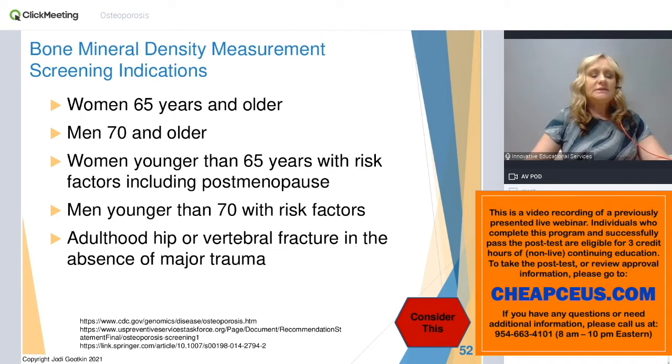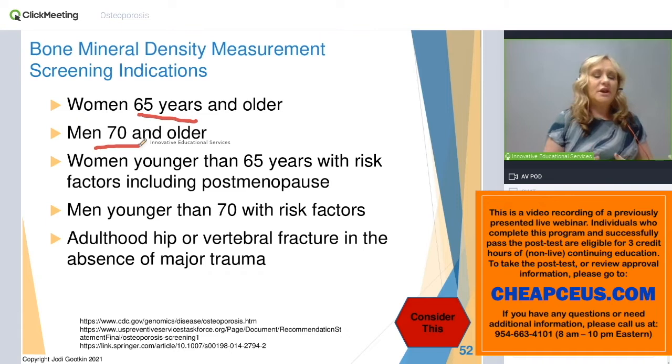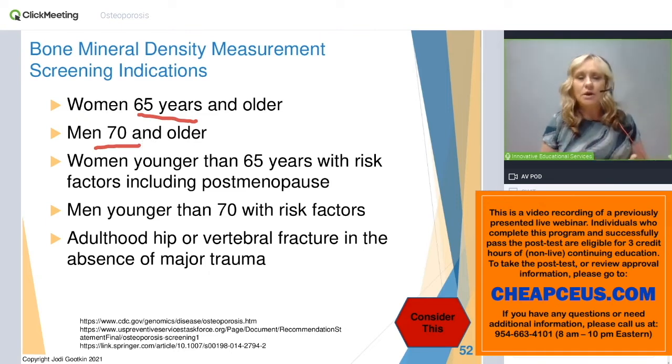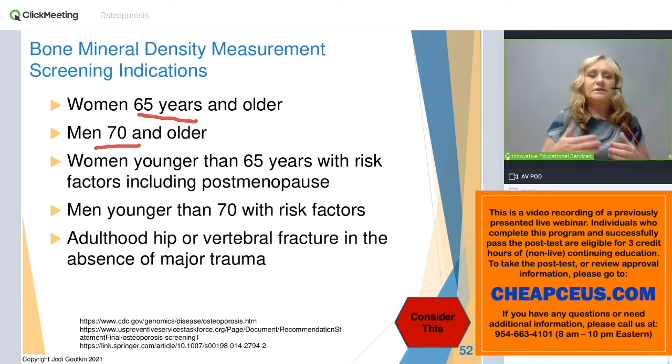Bone mineral density screening is recognized for certain individuals, and the guidelines suggest that women who are over 65 and men who are over 70 should have bone mineral density testing. We know now, understanding the pathophysiology, that because of natural aging, there is greater risk of development of osteoporosis.